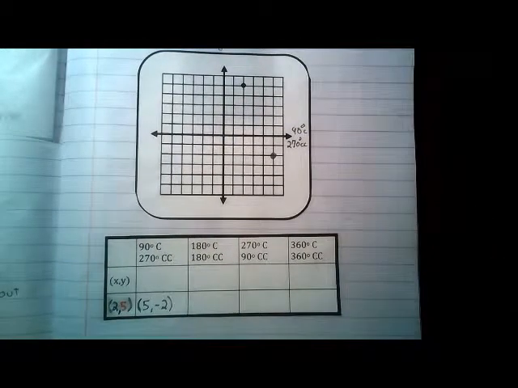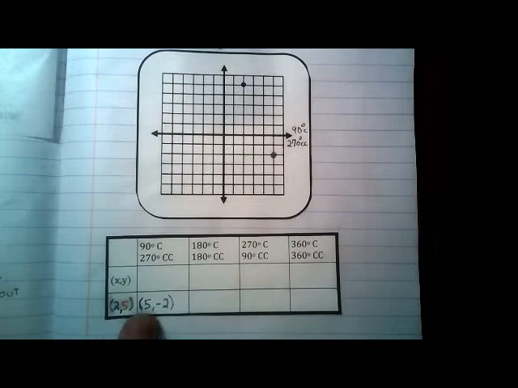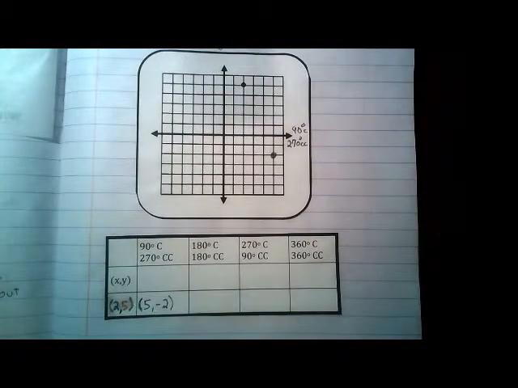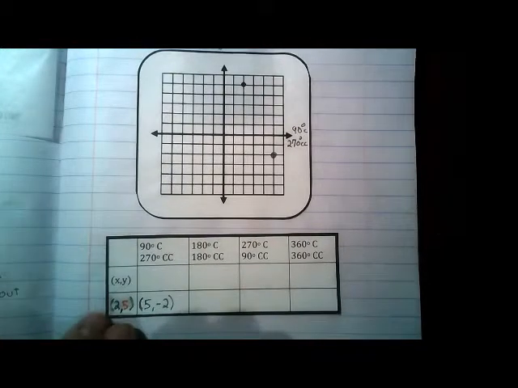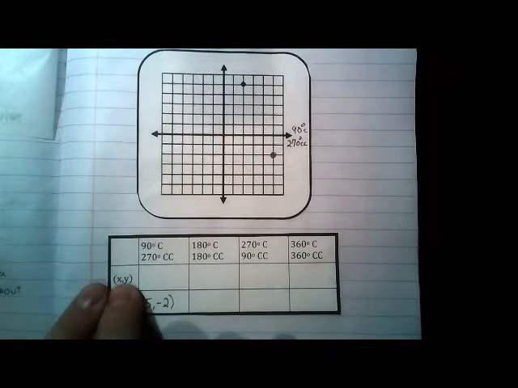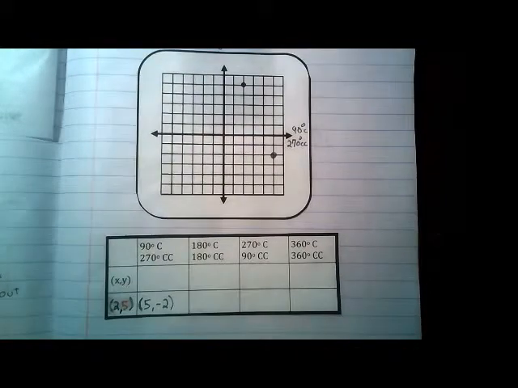So a 90 degrees rotation, 2, 5 went to 5, negative 2. Do you see a pattern between this point and this point that we could generalize for x and y? So think about that pattern. It's one of the harder patterns to think about.